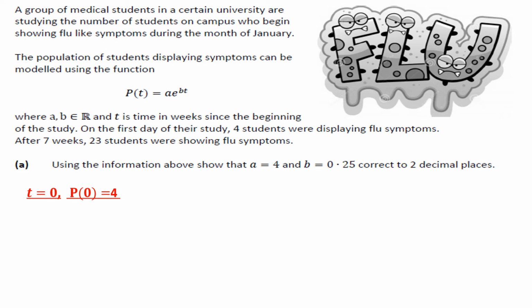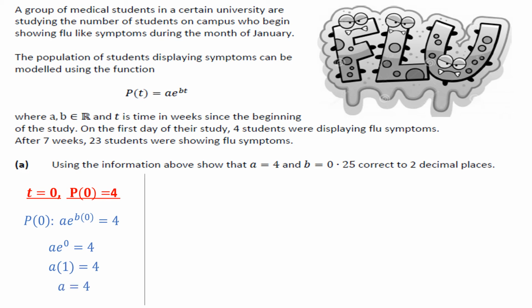So when t is 0, P of 0 is 4. That means the population of students displaying symptoms is 4. Working with that, P of 0, it's a e to the power of b times 0 equals 4. That is b times 0, which is 0. So we get a e to the power of 0 is 4. E to the power of 0, that is an exponential where the power is 0. Anything to the power of 0 is 1. So this gives us A is 4, exactly what they've asked us to show.